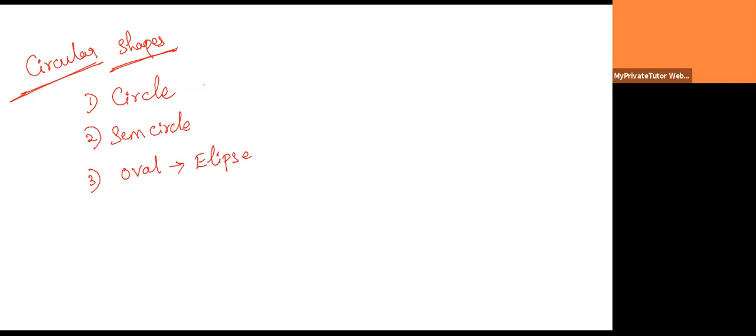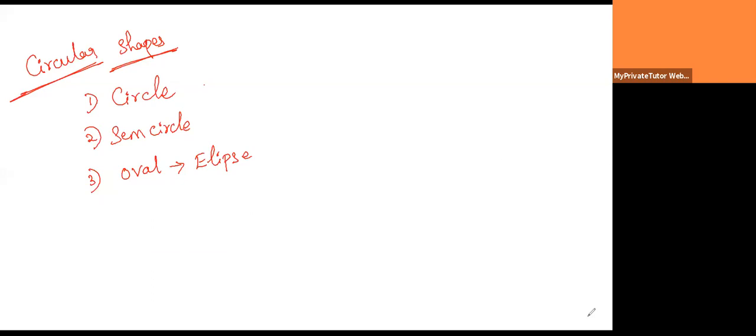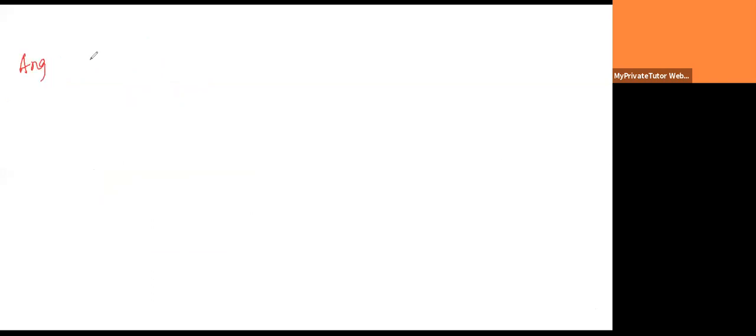Okay, so then try to learn the angles in polygons. I hope you know we can say we have two types of angles. One is interior angles, the other one is exterior angles. Angles in polygons.